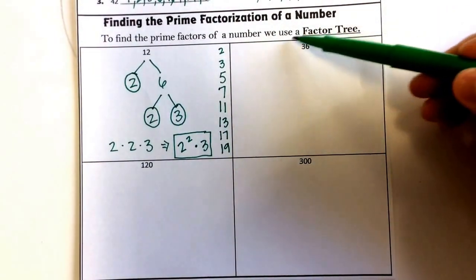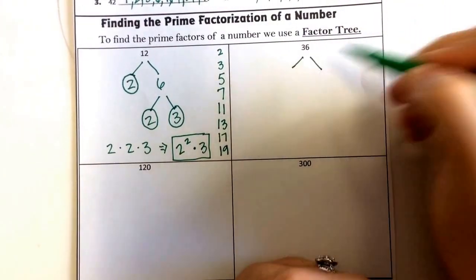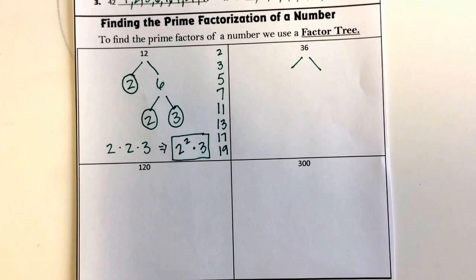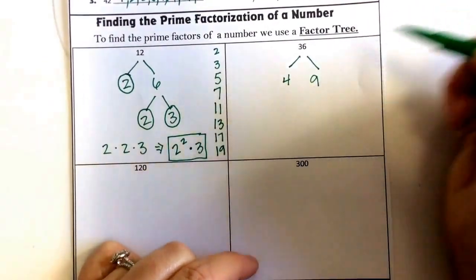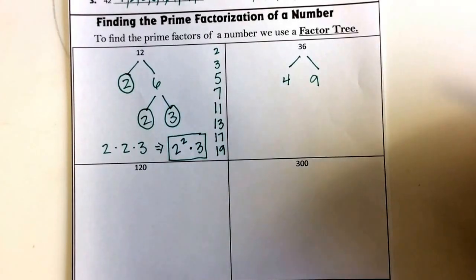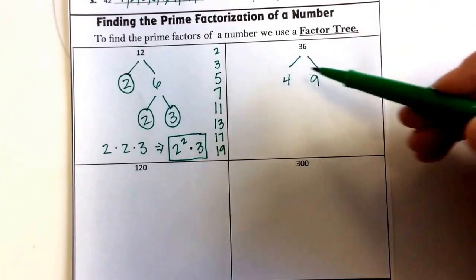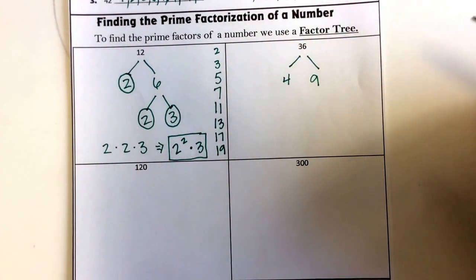Okay, so let's try 36. I want you to think of two factors that when you multiply them together equal 36. And you can use any of the factors. In this case, I'm going to use 4 times 9. You could also use 6 times 6. We will all end up at the same answer if you chose 6 times 6. That is no big deal. We will all end up in the same spot. So these two factors do not matter as long as they multiply to become our top number.